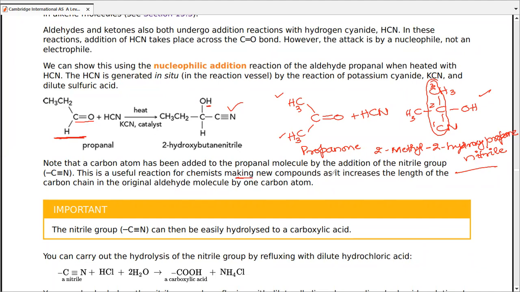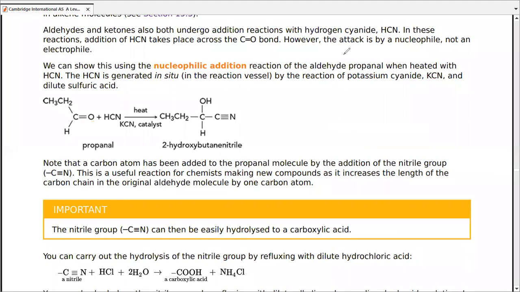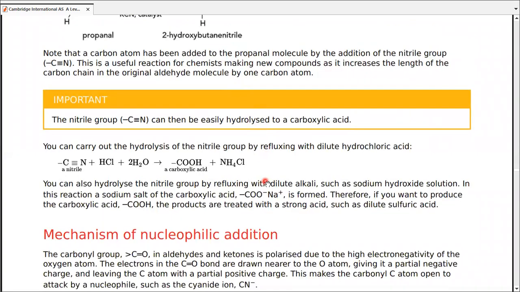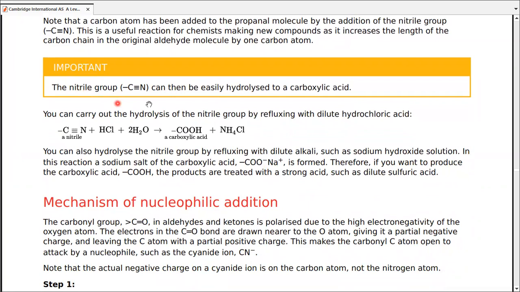Now, this reaction is particularly useful to increase the carbon chain length of the original aldehyde molecule by 1 carbon atom. This only works for the aldehyde molecule. This usually doesn't work for ketones, so that's why he has been specifically talking about aldehydes over here. However, past papers do have these reactions with either aldehydes or ketones. Now remember, the nitrile group can easily be hydrolyzed to carboxylic acid. How? Acidic hydrolysis. Whatever we have over the chain over here, it would be converted into a carboxylic acid.